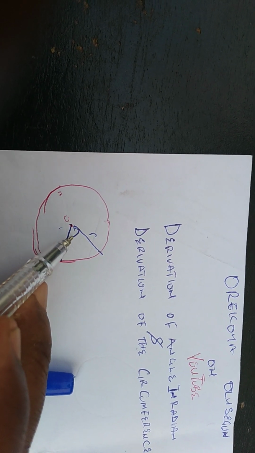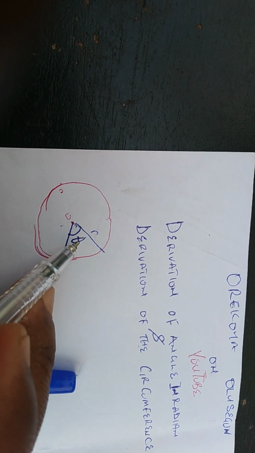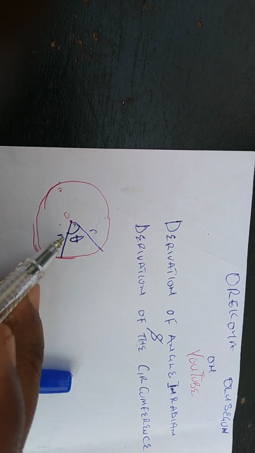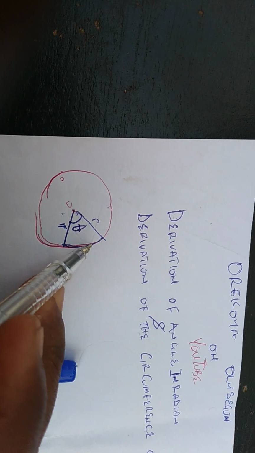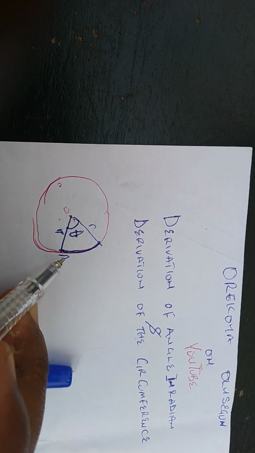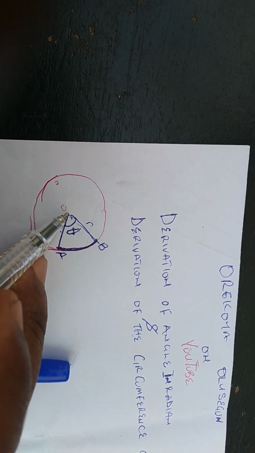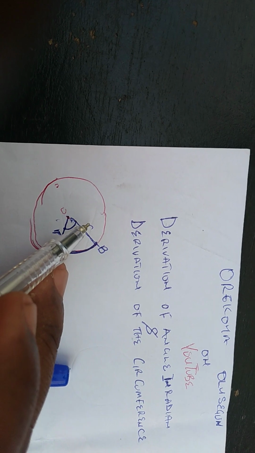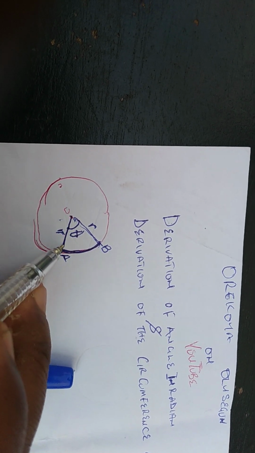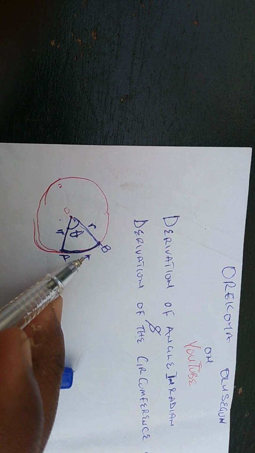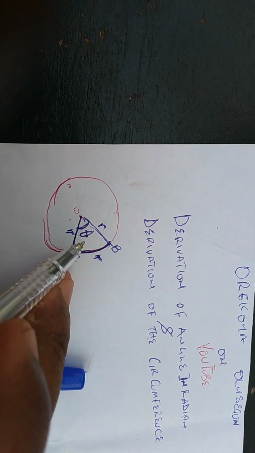The angle that is sustained at the center is the angle of the arc of the circle. Let's call it arc AB, sustained at the center. The moment the length of this arc equals the radius of the circle, the angle sustained at the center is no longer in degree, it's in radian.